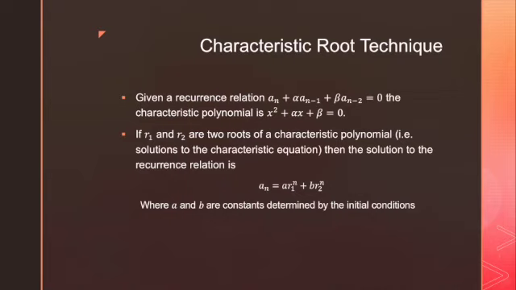If I find two roots of this characteristic polynomial, remember roots would be the solutions to this characteristic polynomial, then the solution to the recurrence relation is a sub n equals a times the first root to the nth power plus b times the second root to the nth power. And a and b are constants determined by the initial conditions. Now, what does that mean? I think we're going to do a bunch of examples. What do you say?